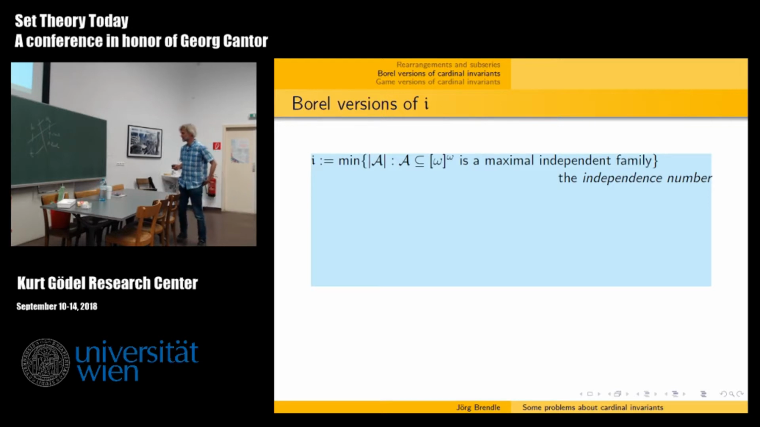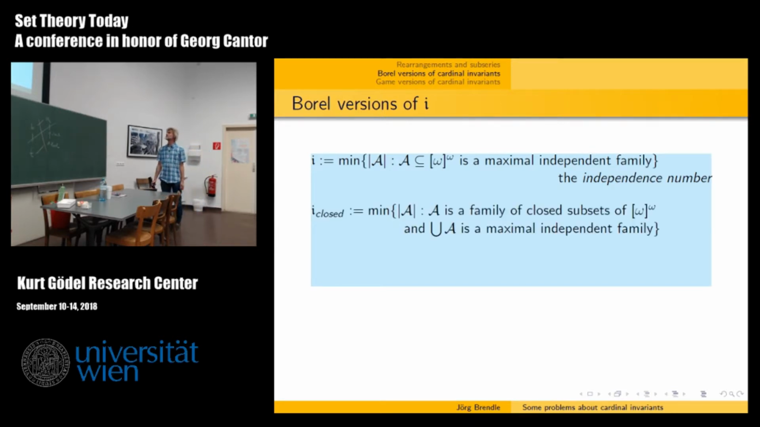Okay, now we come to another cardinal where we redo the same game, namely the independence number. It's the smallest size of a maximal independent family. Independent means that we have a family of subsets of omega, and any finite Boolean combination is infinite. So you take finitely many of your family and intersect them, you take another finite set and intersect the complements, and you intersect these two sets, and this still has to be infinite. So any finite Boolean combination must be infinite.